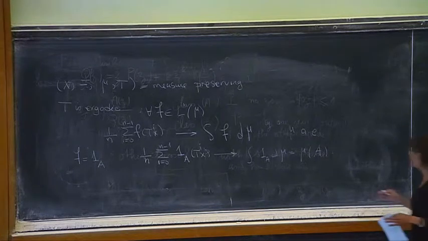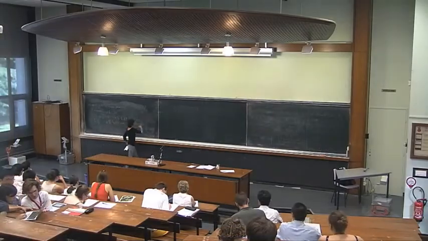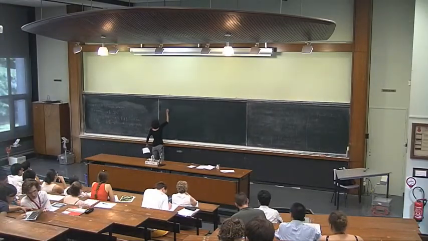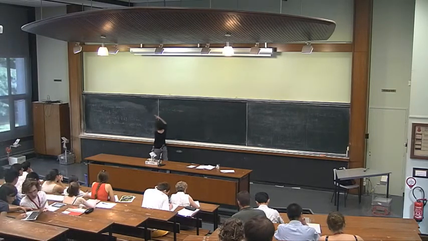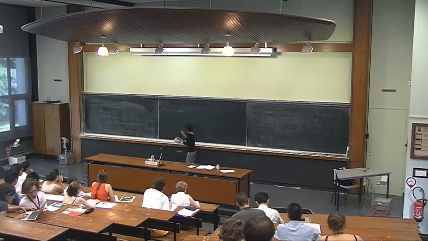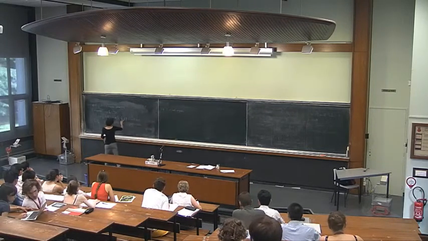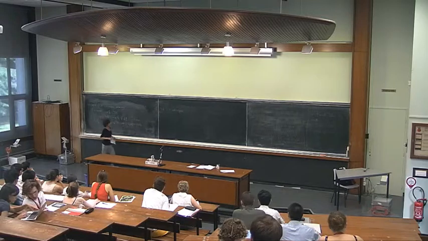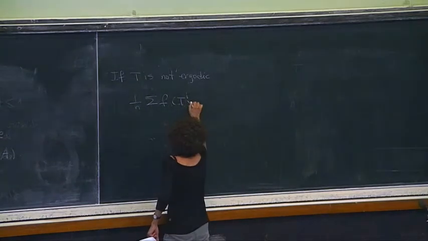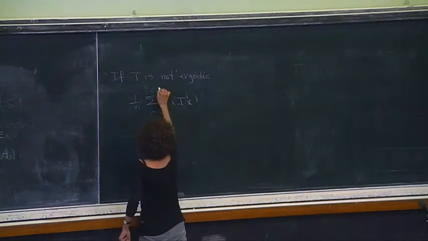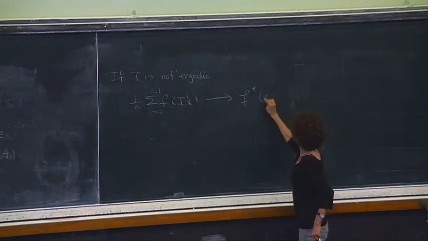Okay, so let me just make a small remark that if T is not ergodic, if I just have a measure preserving system, that is, if you only have measure preserving, which means you only have stationarity, then you still do get convergence, but then the answer is not the integral, it's not a constant. Then the convergence would depend on x. That this converges to some function, let me call it f star, that depends on x.